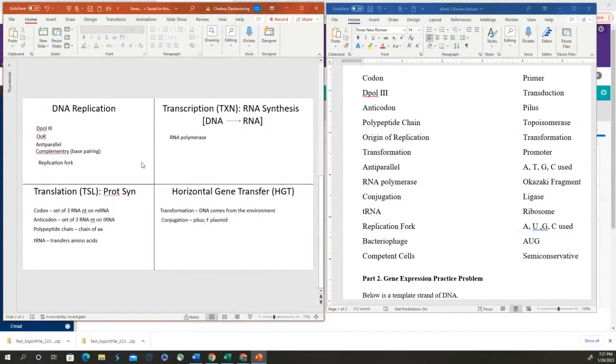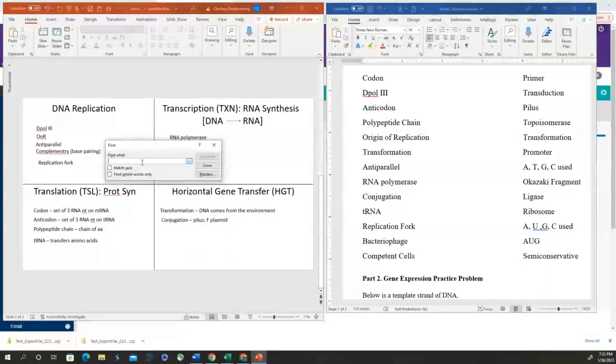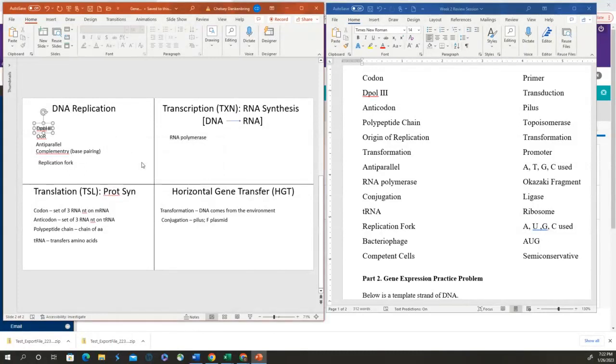What is the type of horizontal gene transfer that uses a bacteriophage? It's one of the words on this list. Good, Megan. Yes, transduction. So I'm going to go ahead and put that just to keep all of my list together. So transduction is the third and final type of horizontal gene transfer.